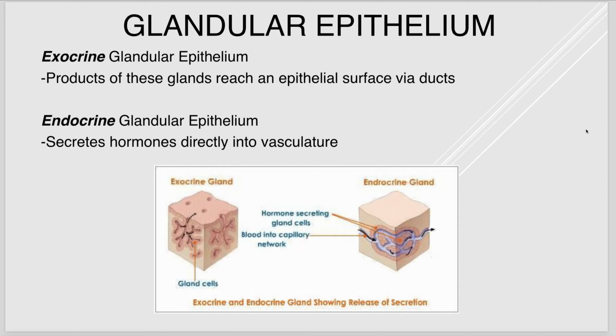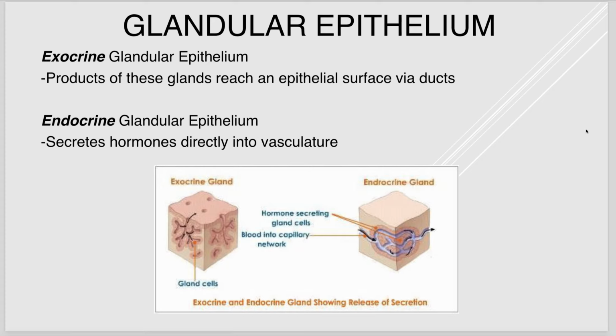So glandular epithelium, there are two subtypes. There's exocrine glandular epithelium and endocrine glandular epithelium. Exocrine glandular epithelium, these are exocrine glands. The products of these glands are going to reach the surface of some layer of epithelium. Okay, so they reach an epithelial surface by ducts.